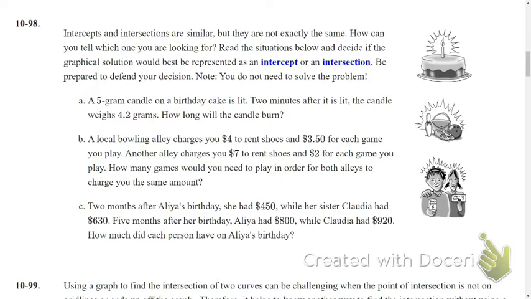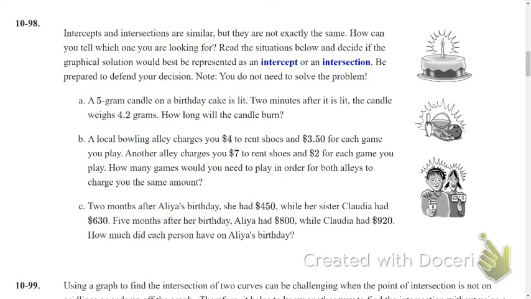Okay, so for the first situation, we've got a 5-gram candle on a birthday cake that is lit. And then 2 minutes after it's lit, the candle now weighs 4.2 grams. How long will the candle burn?